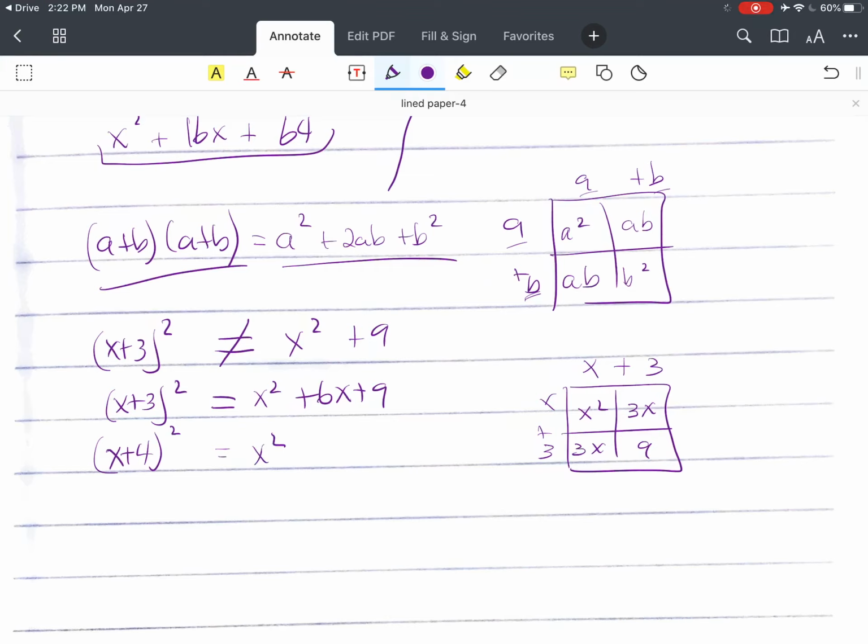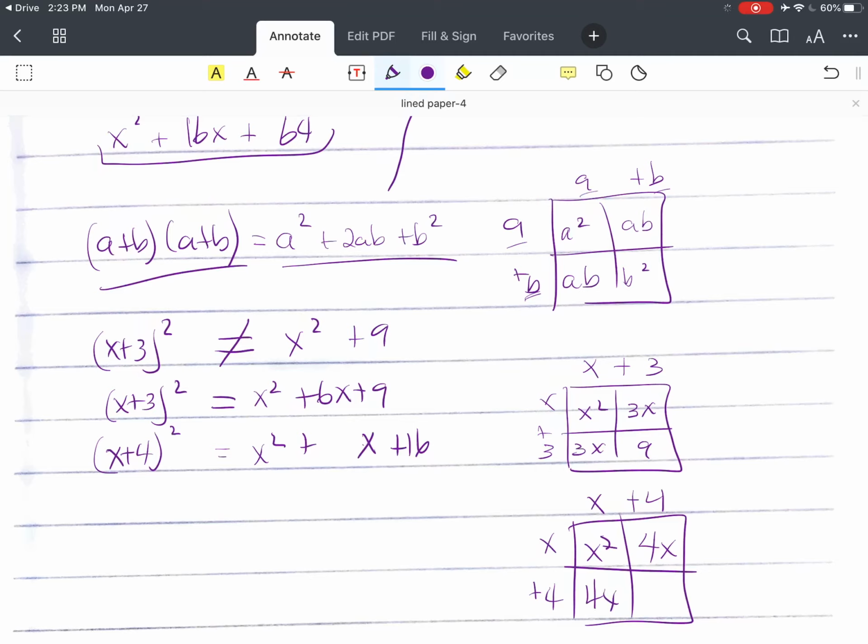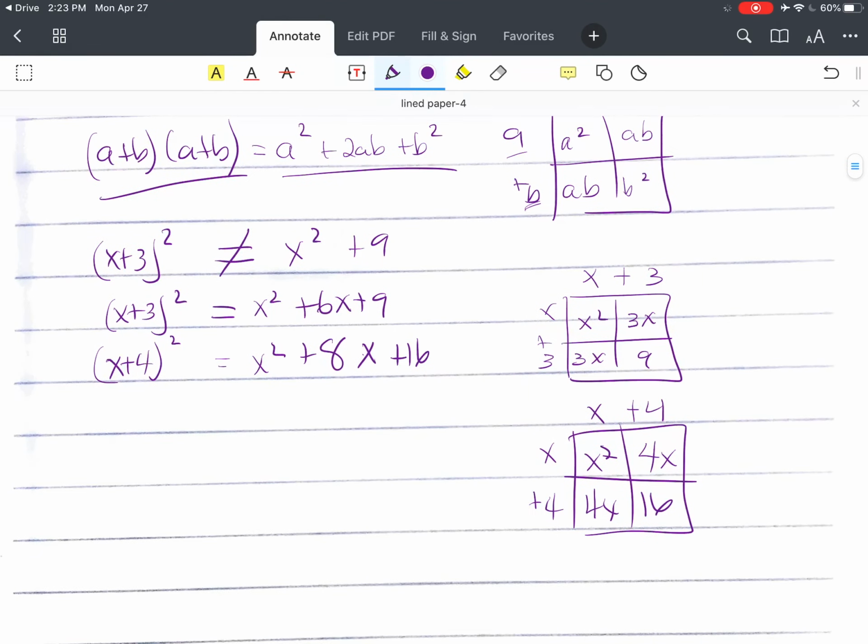What about (x plus 4) squared? Well, it's going to have an x squared, and it's going to have a plus 16, because of 4 times 4. So what do you think goes in the middle? Plus what x? It's going to be x plus 4, x plus 4: x squared, 4x, 4x, 16. 4x plus 4x is 8x.